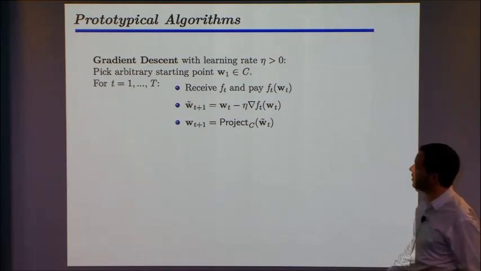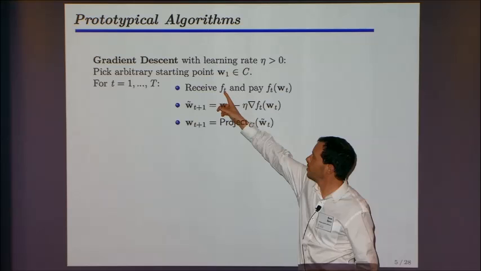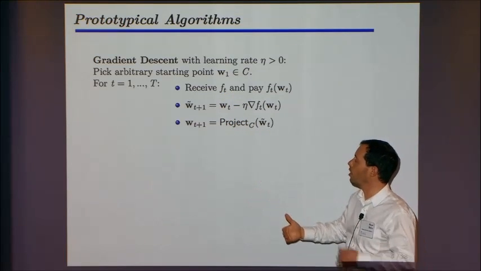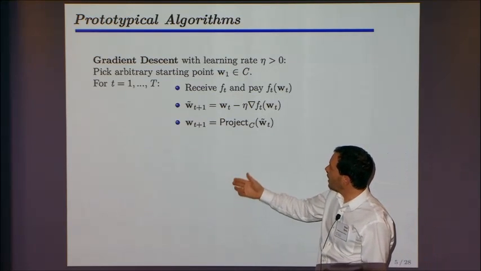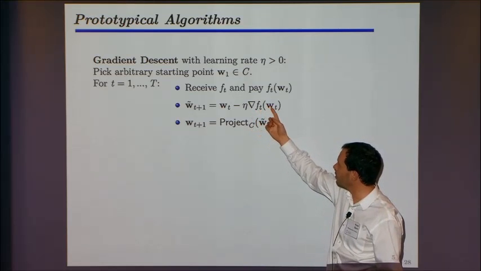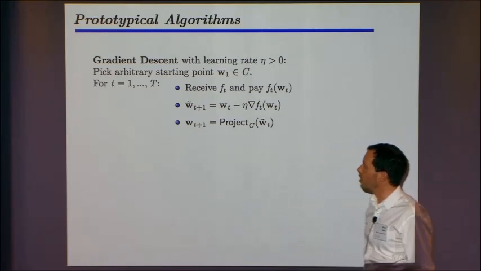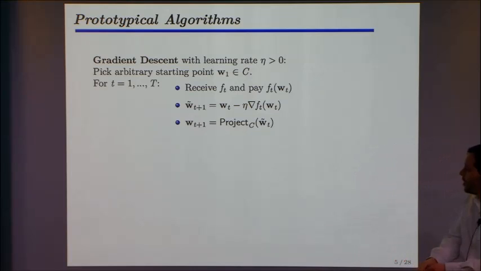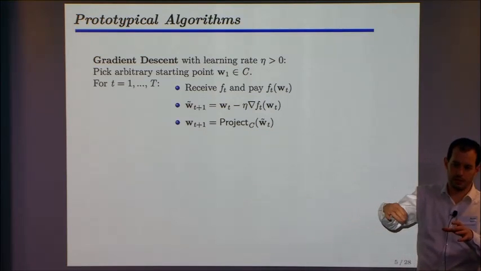So there you're given, at each time step, the cost function, and you pay your cost, and then you want to update based on the cost function you just saw. And so what you do is you take your gradient at the current parameter value, and you update it. You add some multiple of that to your current parameter. So you sort of take a little step as if playing gradient descent, but with respect to the cost function you just saw. And if necessary, you project yourself back into the set that you're allowed to play.